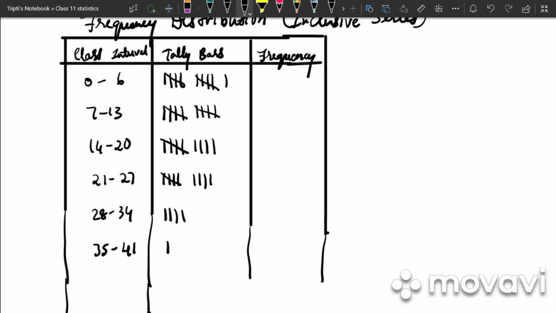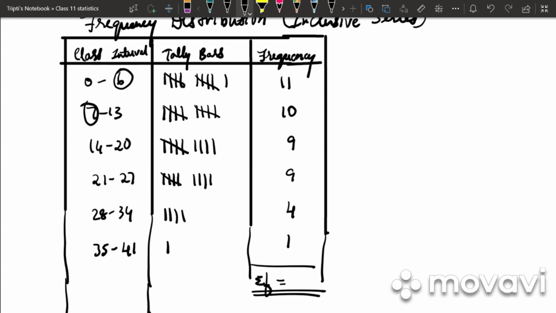So in this question it was an inclusive series, so there was no confusion of the lower limit and upper limit having the same numbers. So next we write the frequency: 11, 10, 9, 9, 4 and 1. So what is summation F? It is 11 plus 10 plus 9 plus 9 plus 4 plus 1, we get 44. So clear? This is a very easy chapter where you will just have problems relating to marking your tally bars and finding out the frequency.